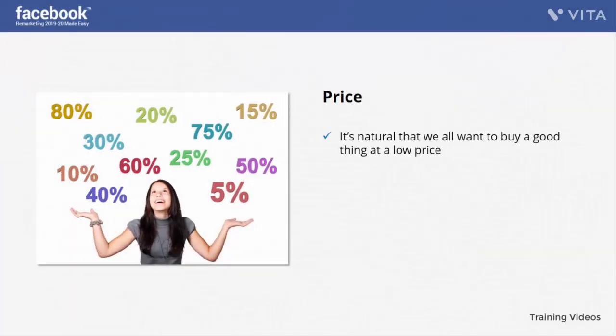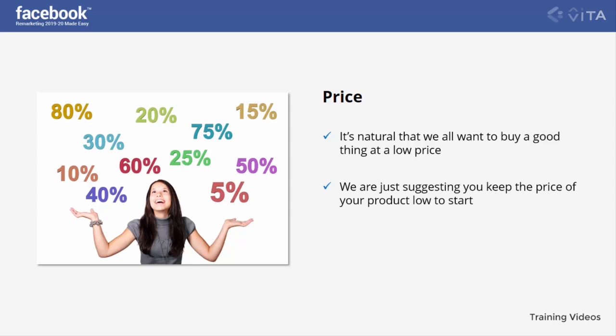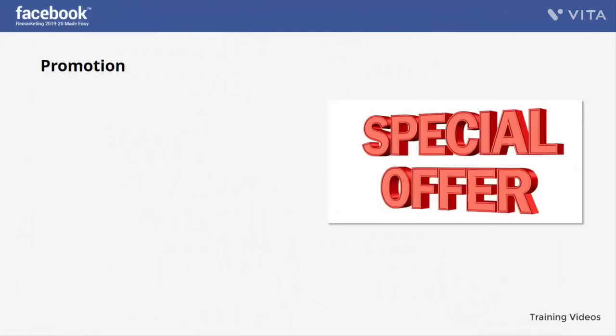Price. It's natural that we all want to buy a good thing at a low price. We are not telling you to always keep your prices low. We are just suggesting you keep the price of your product low to start. It doesn't mean you should start selling your products at a low price. Instead, give a 30% to 50% off sale offer for 20 days. Another killer strategy to convert is by offering free trials. This allows the potential buyer to test the product, get excited enough, and easily pay for the full price afterwards.